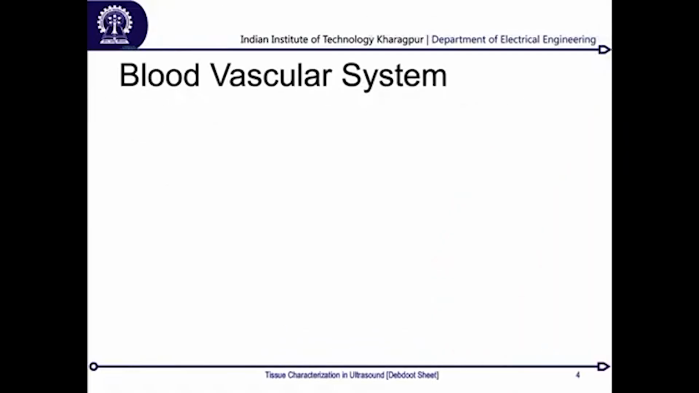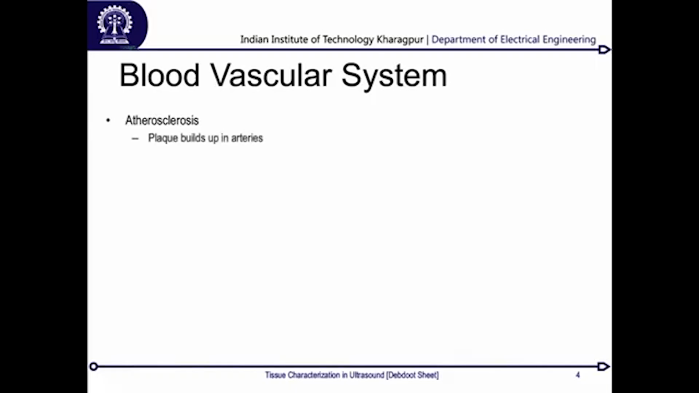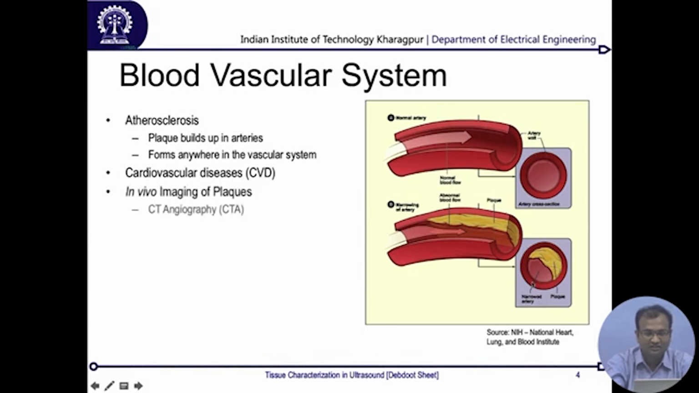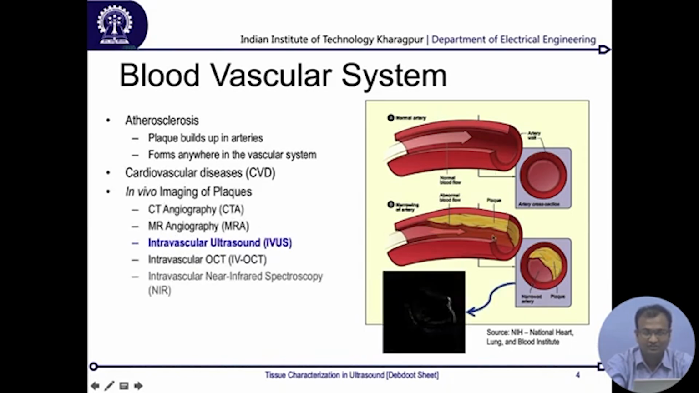This whole tissue characterization is what comes into play for investigating a histological equivalent in conditions when you cannot do a biopsy. If you want to look into the blood vascular system, the basic detail is that whenever there is plaque formation or atherosclerosis going on, this is what would happen over there, and they lead to something called cardiovascular disease, and there are a lot of techniques for in vivo imaging of these.